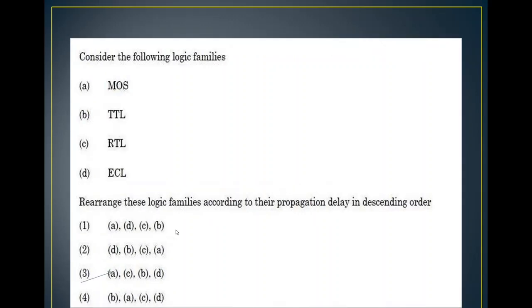Next, consider the following logic families: A, MOS, metal oxide semiconductor; B, TTL, transistor transistor logic; C, resistor transistor logic; and D, ECL. Rearrange these logic families according to their propagation delay in descending order. Option first, ADCD; option second, DBCA; option third, ACDD; option fourth, DBACD. The correct option is third, ACDD.